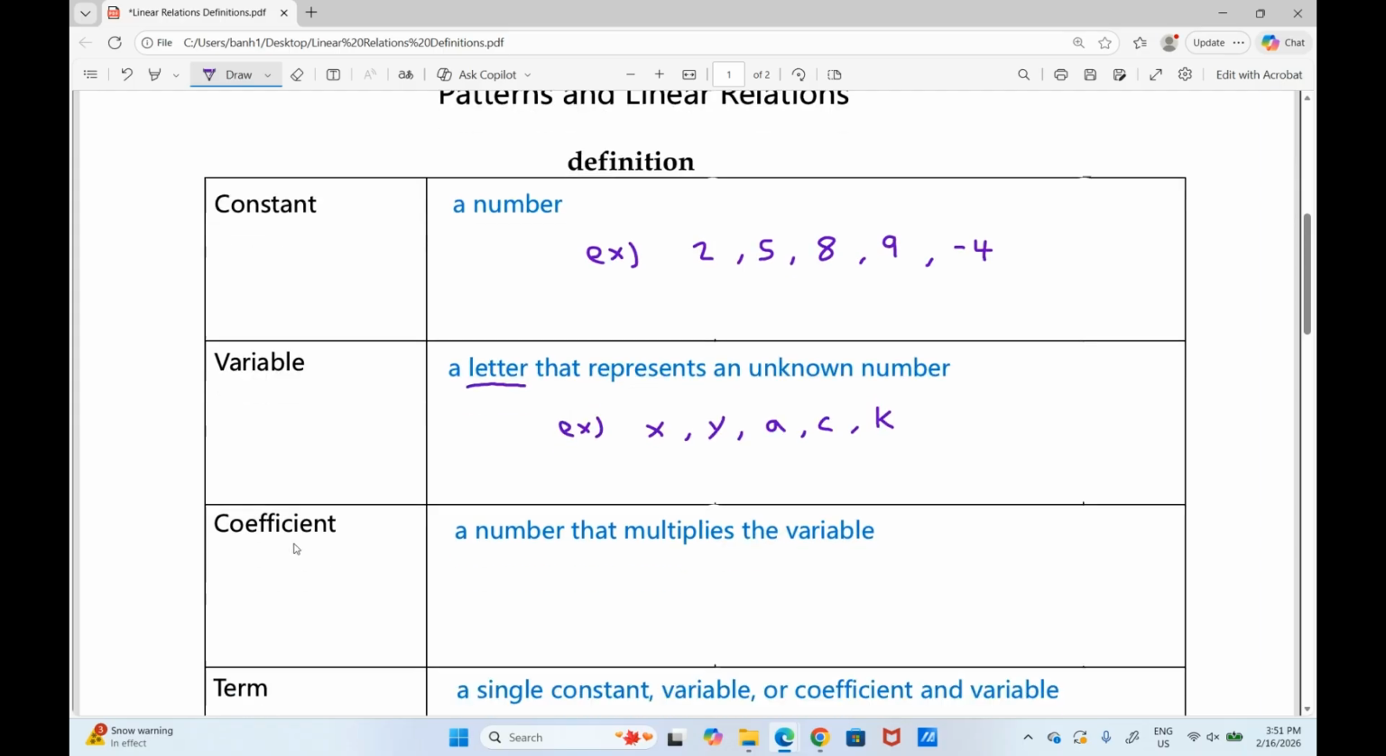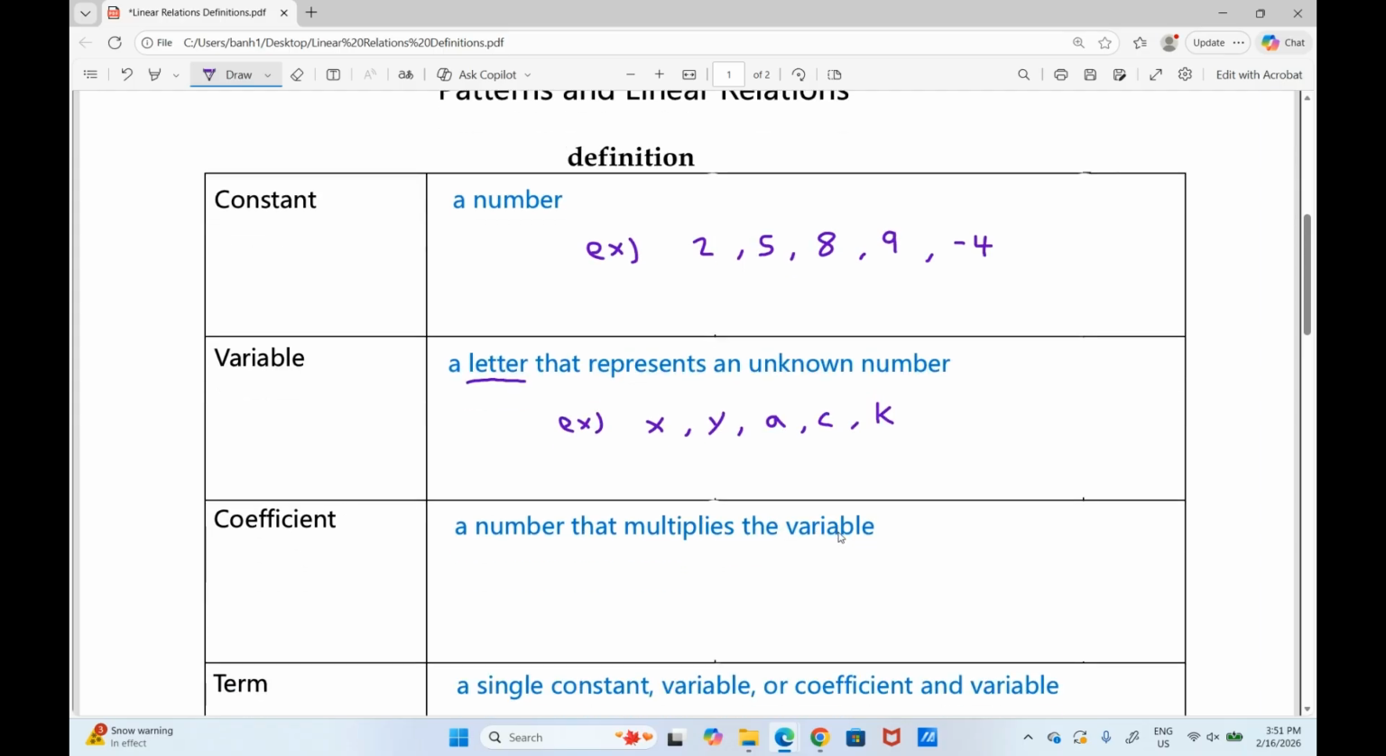A coefficient is a number that multiplies the variable. So an example of one could be 2 or 6 or maybe like 10, right? So if it's a number that multiplies a variable, how I can write it would be 2 times, and let's say I let the variable be x, 2 times x. However, to make this more simple, we can just write this as 2x.